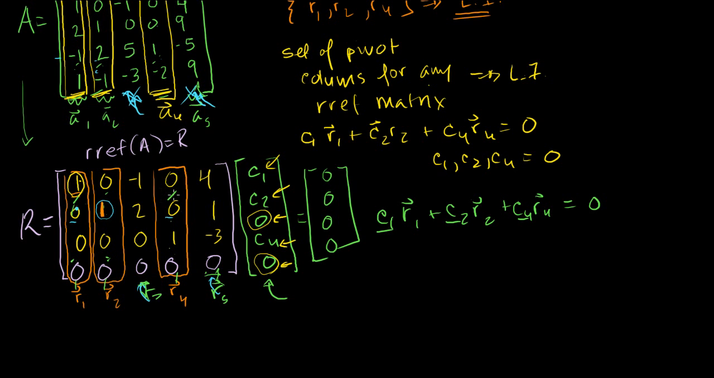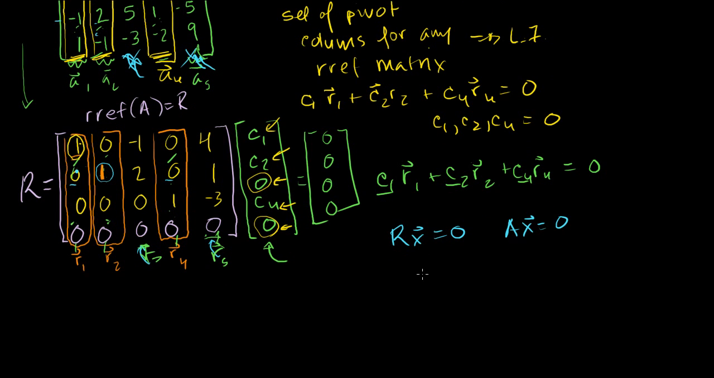Now, one thing that we've done over and over again: we know that the solution set of Rx equals 0 is the same as the solution set of Ax equals 0. Now, how do we know that? Or what do I mean?